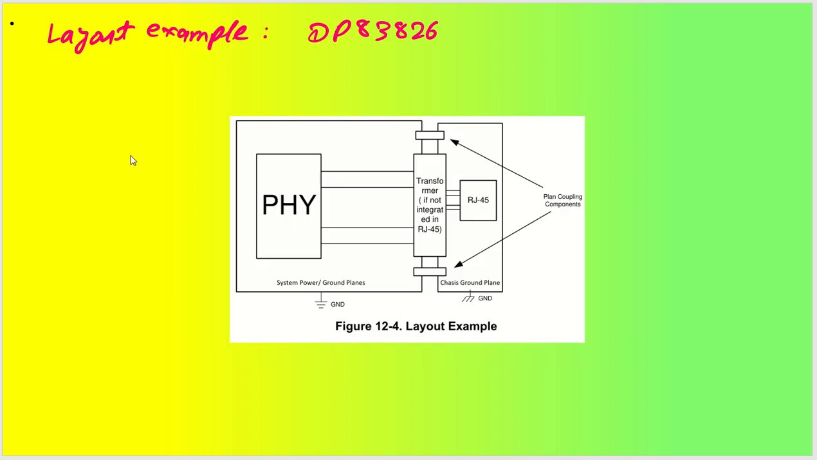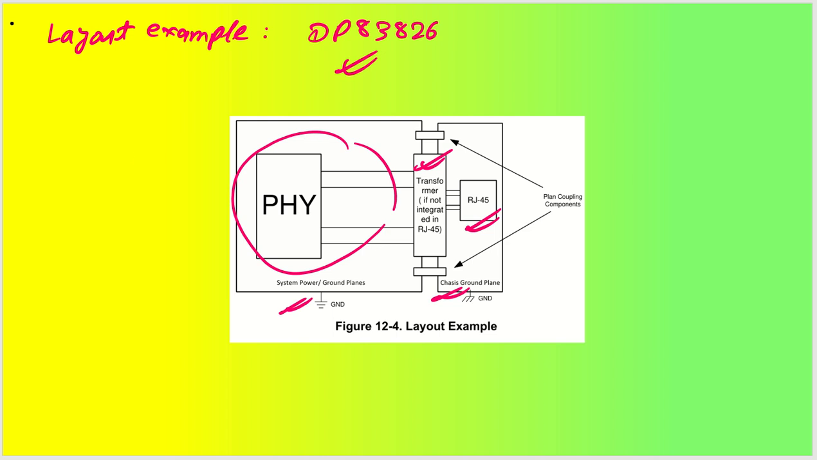Coming back to the layout example given by this particular datasheet. We have the PHY IC, that is your Ethernet PHY IC, then we have the transformer, and then the RJ45 connector, and that's all done. The RJ45 connector will be chassis grounded so that it avoids any EMI/EMC issues or ESD problems. Okay, and this is the digital ground that is there.